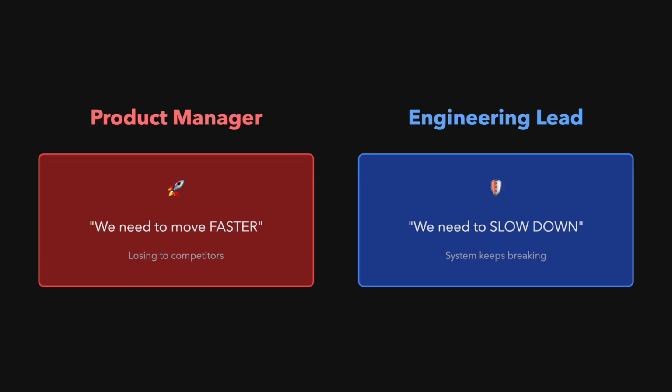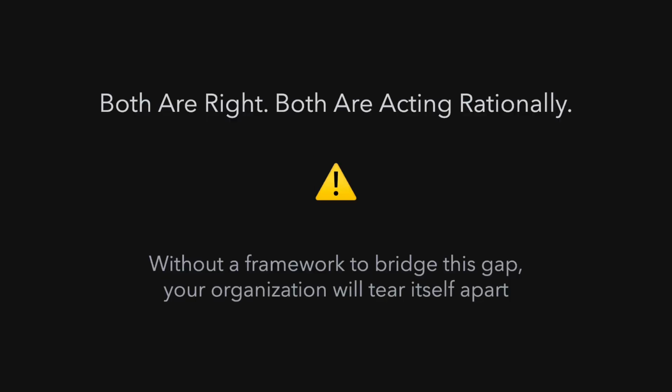And the next morning, after a 4-hour incident, the real conflict begins. Product says, we need to move faster, we are losing to competitors. And engineering says, we need to slow down, the system is breaking. And both are right, both are acting rationally. And without a framework to bridge this gap, your organization will tear itself apart.